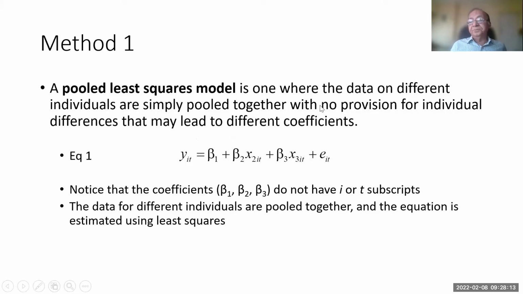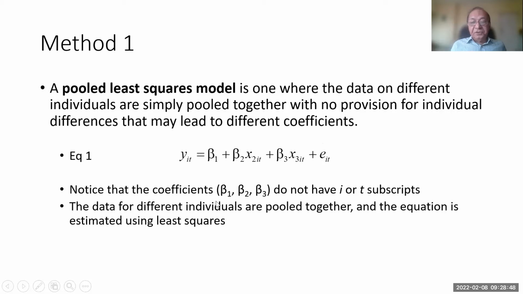Now, method 1. Method 1 is very simple. It is simply a pooled least squares model. You don't need to do anything, just run the OLS. And this one is Y_it = B1 + B2 X2_it + B3 X3_it + error, where the data on different individuals are simply pooled together with no provision for individual differences that may lead to different coefficients.